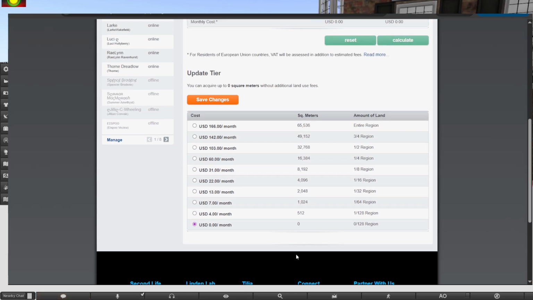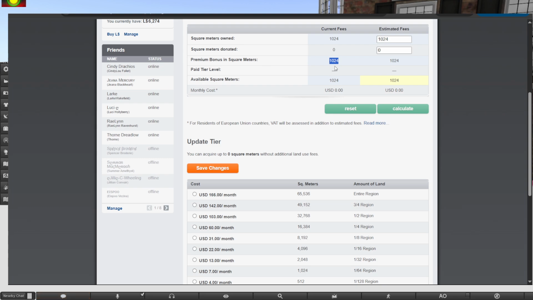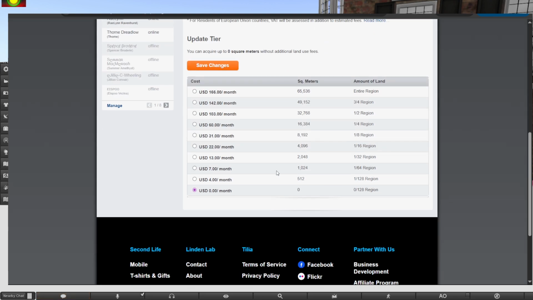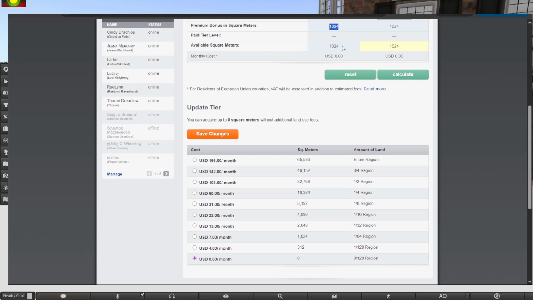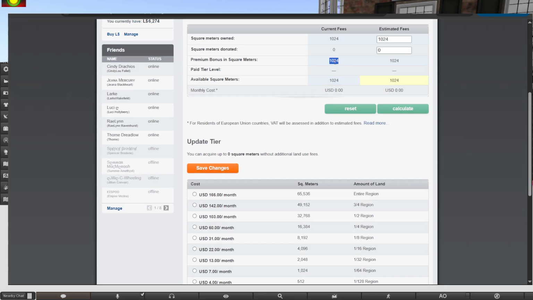This is where it tells you how much you'll pay. If I had 1,024 extra because I bought an extra piece of land and now it was 2,048, but my membership only covers that much, I would be paying an extra $7 a month because I own this much more, which is what would show up here. Let's say that I'm a premium member, which I am, and I get another small piece of land.